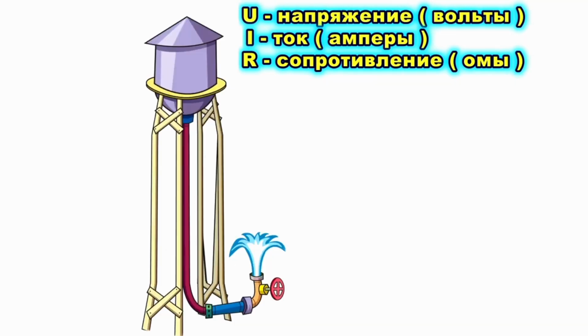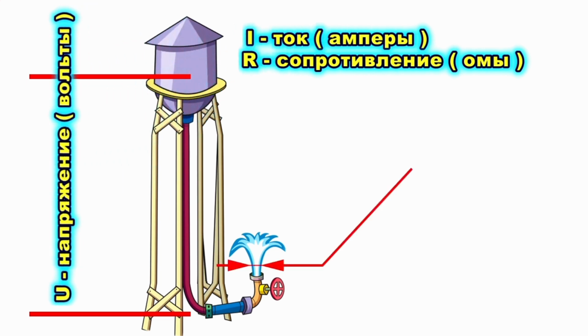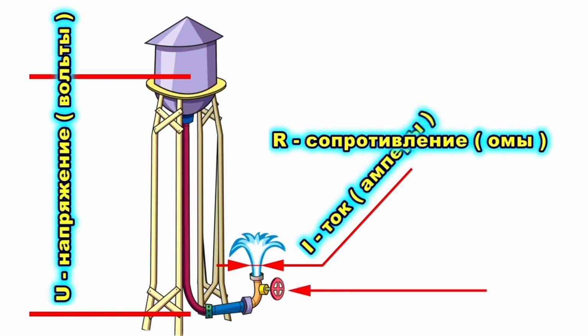A German physicist named Georg Simon Ohm found that these parameters had a fixed relationship, which is now called Ohm's law. Knowing Ohm's law is essential for designing devices that run on electricity.